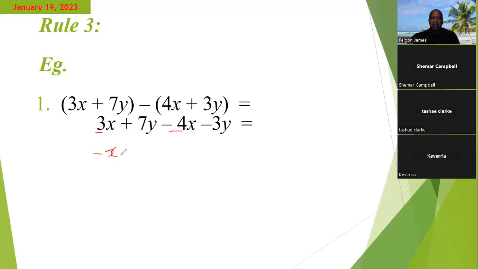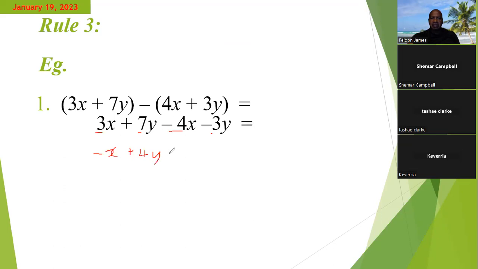And so now the next two like terms would be 7y minus 3y. And likewise, we're going to add them by adding their coefficients. So we have 7 minus 3. In this case, we'll get +4. And then now we put back the y beside it. So we get +4y. All right.